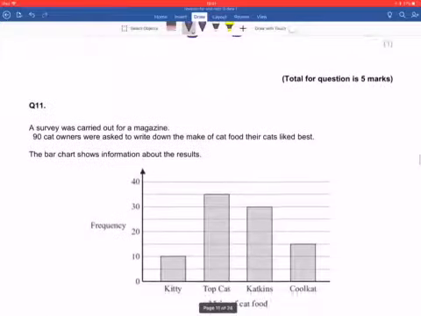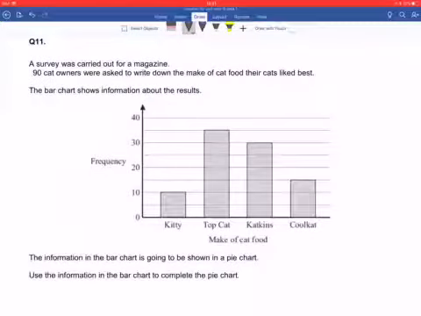Okay. Right, a survey was carried out for a magazine. 90 cat owners were asked to write down the make of cat food they like best. Use the information to complete the pie chart. So literally, we've got Kitty is 10, Top Cat is 35, Catkins is 30, and I've got 15 for Cool Cat.